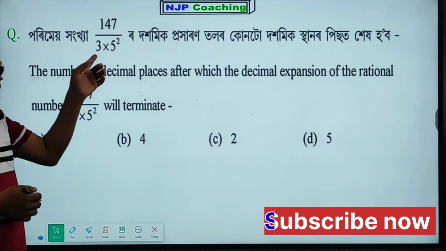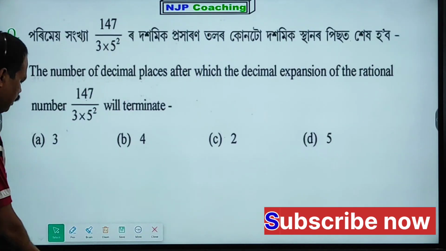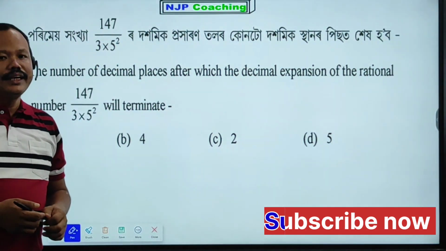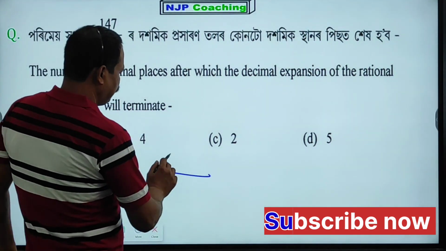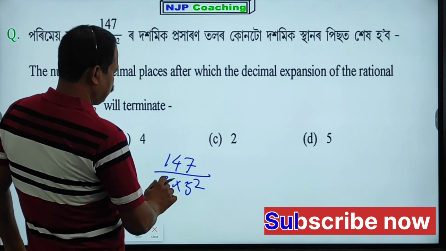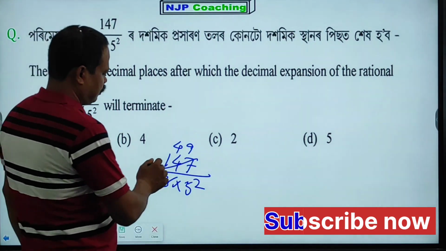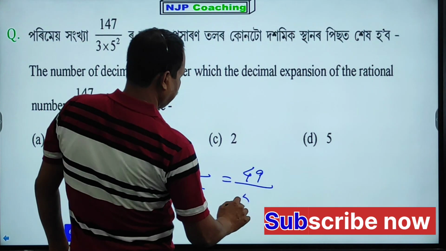If we cannot cancel 3 from here, then it will not be a terminating decimal. So first we have to cancel 147 by 3 into 5 square. So 3 into 49, 49 by 5 square.